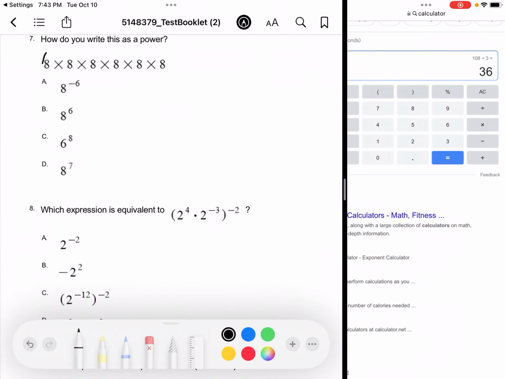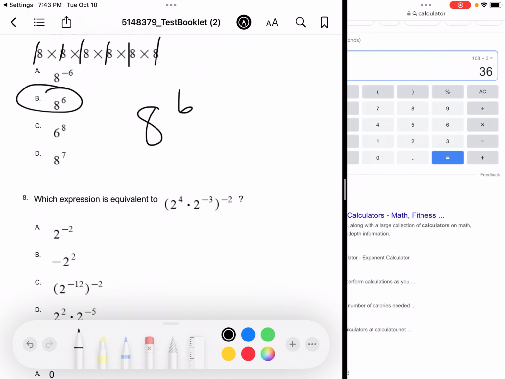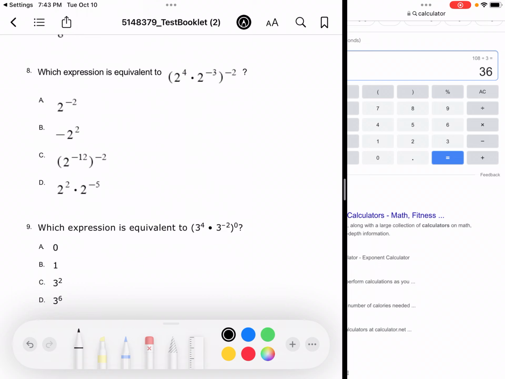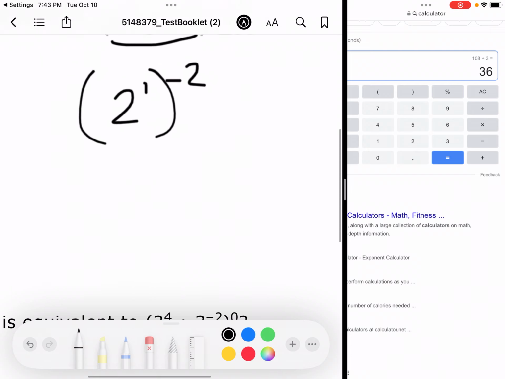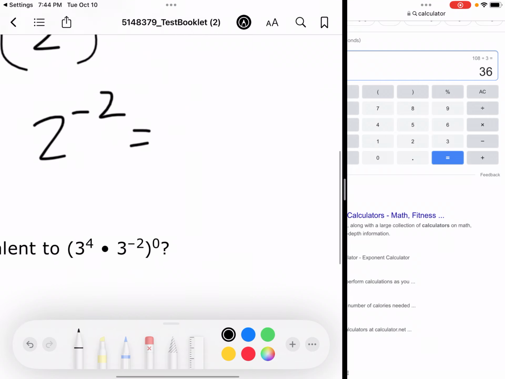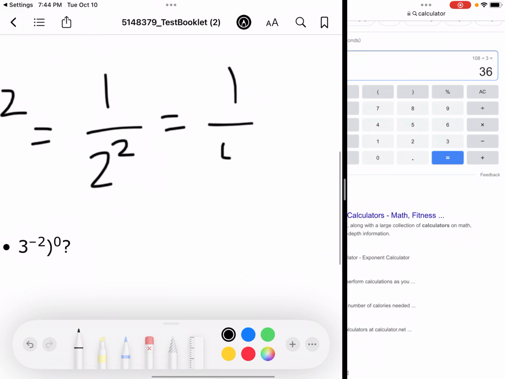For this one, I have 1, 2, 3, 4, 5, 6. So that's 8 to the 6th power. Okay, for this one, I'm going to add my exponents. So I end up with 2 to the 1st times negative 2. So I end up with 2 to the negative 2, which is equal to 1 over 2 squared, which is equal to 1 fourth.